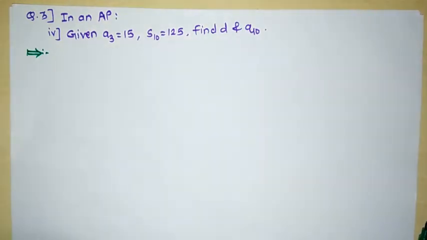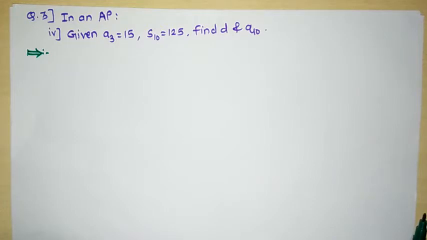Now think, friends, to get the common difference d, how can you get the common difference d? See here, if we use the third term, that is the an formula, by using the an formula we can get the solution in the form of a and d.